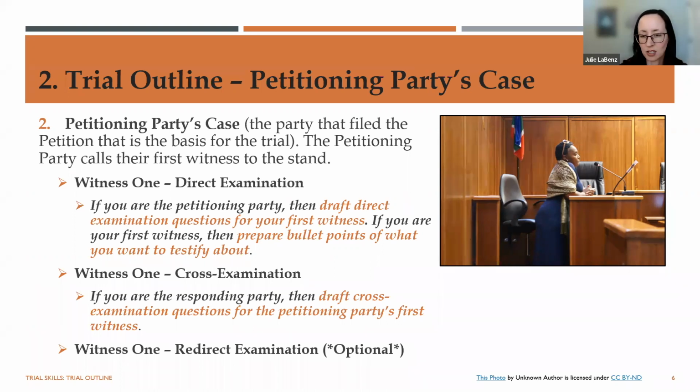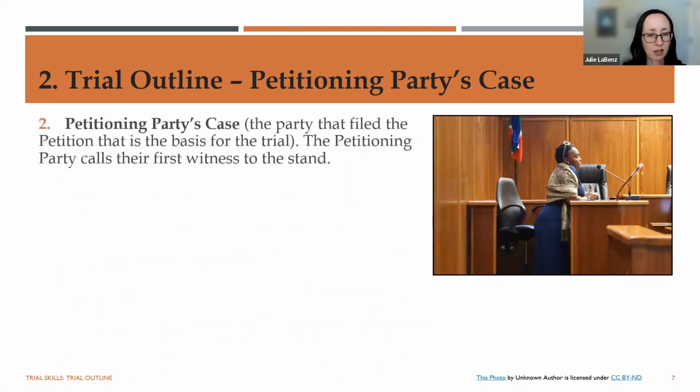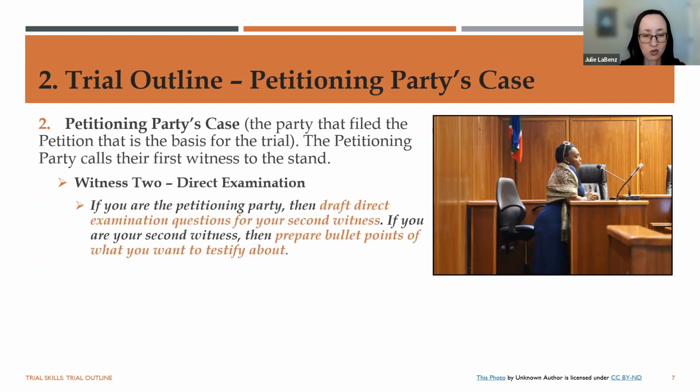Okay, so let's go back to the slides. So again, you're the petitioning party and you've gotten through your first witness. Now you're going to go to witness 2, same thing. If you've got a second witness and you're the petitioning party, you're going to draft direct examination questions for your second witness. If you are going to testify as your second witness, then prepare bullet points of what you want to testify about and take those bullet points with you up to the stand.